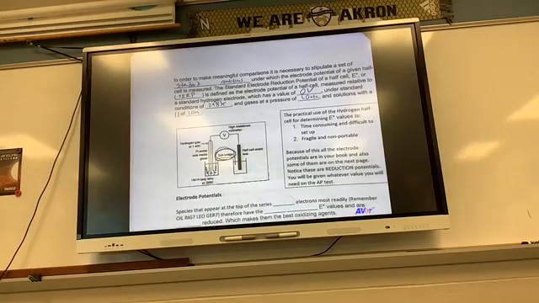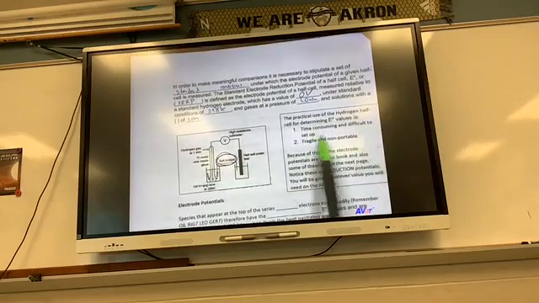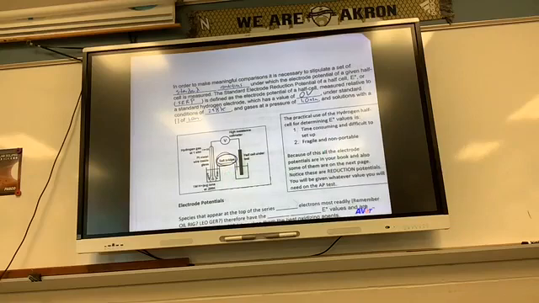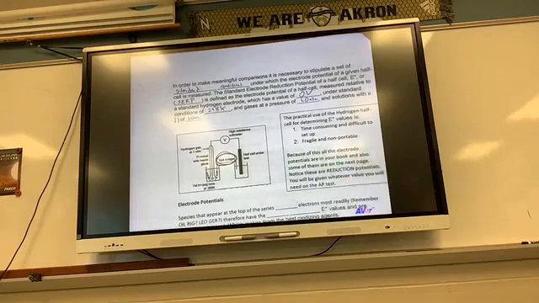So the practical use of the hydrogen half cell for determining E is the following. Number one, it's time consuming. It's also difficult to set up because platinum is what? It's expensive. Number two, it's fragile and non-portable. It's really hard to do.